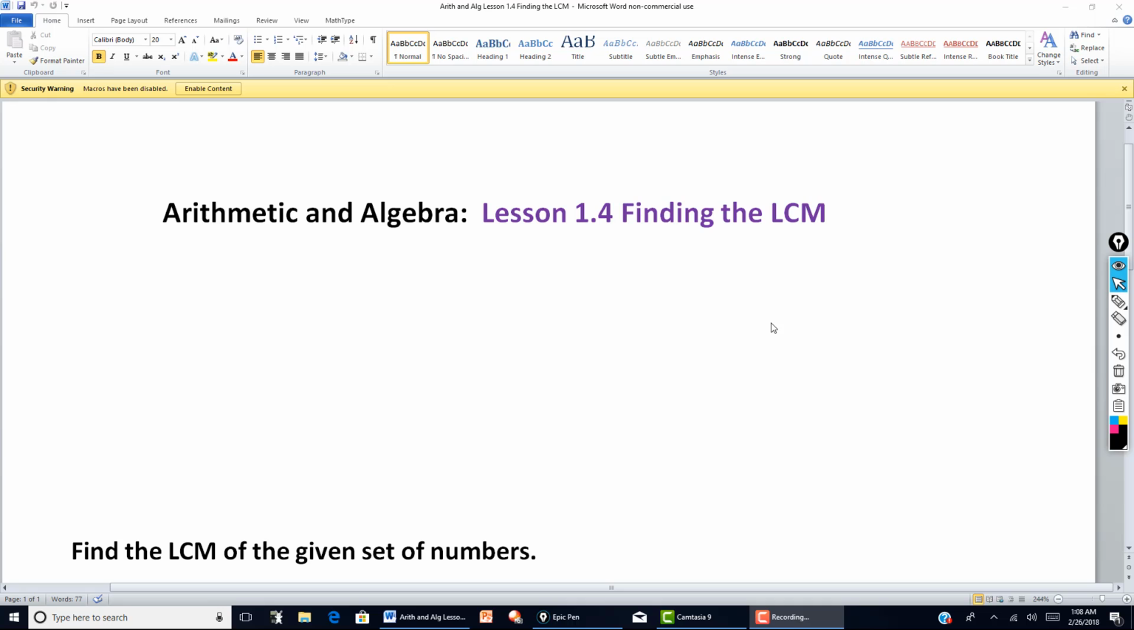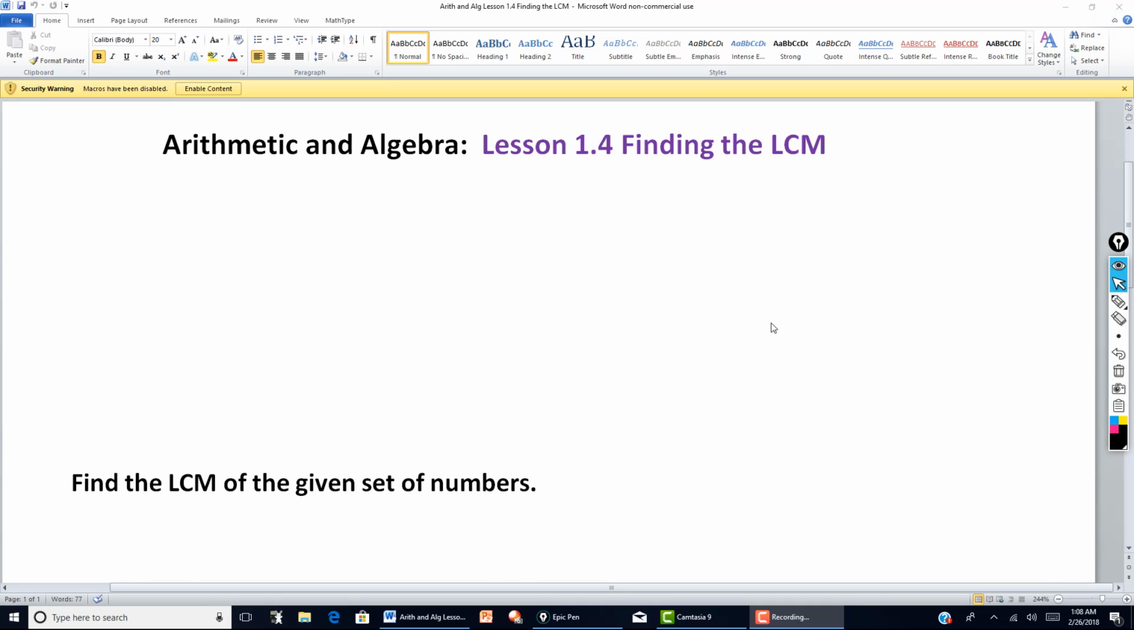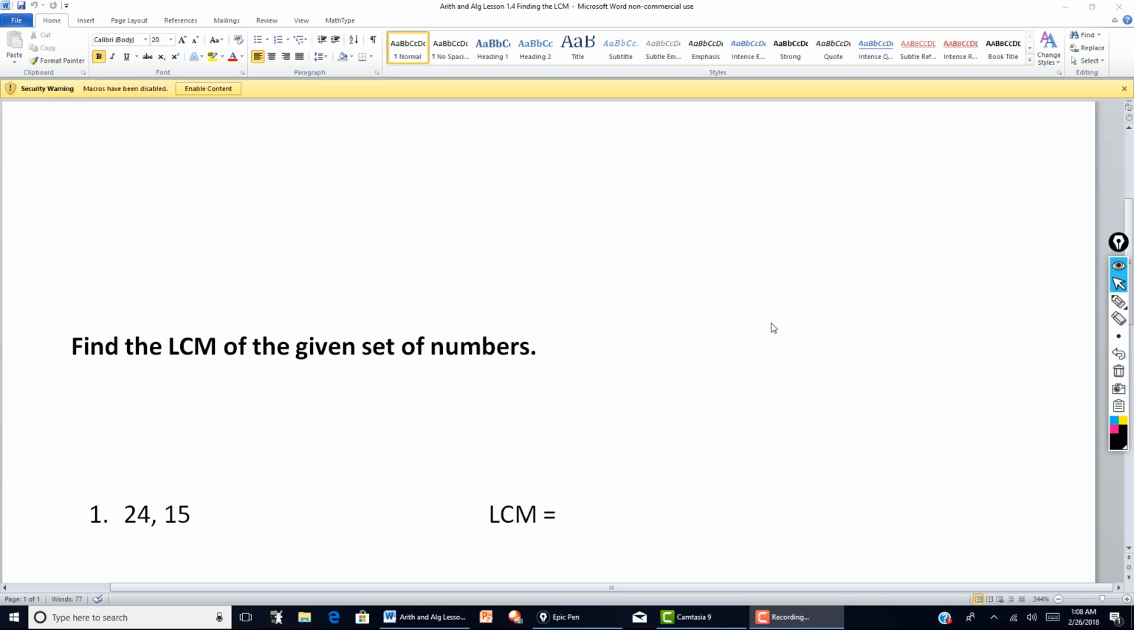Given two numbers or more than two numbers. Now if these were denominators, so let's look at the first problem. Let's find the LCM of the given set of numbers. So we're looking at 24 and 15. If these were the denominators of, say, two fractions, and we're adding or subtracting the two fractions, then we would be finding the LCD, or least common denominator, or lowest common denominator. But for right now, the procedure is the same, whether they ask you to find the LCM or the least common denominator, the procedure is the same.